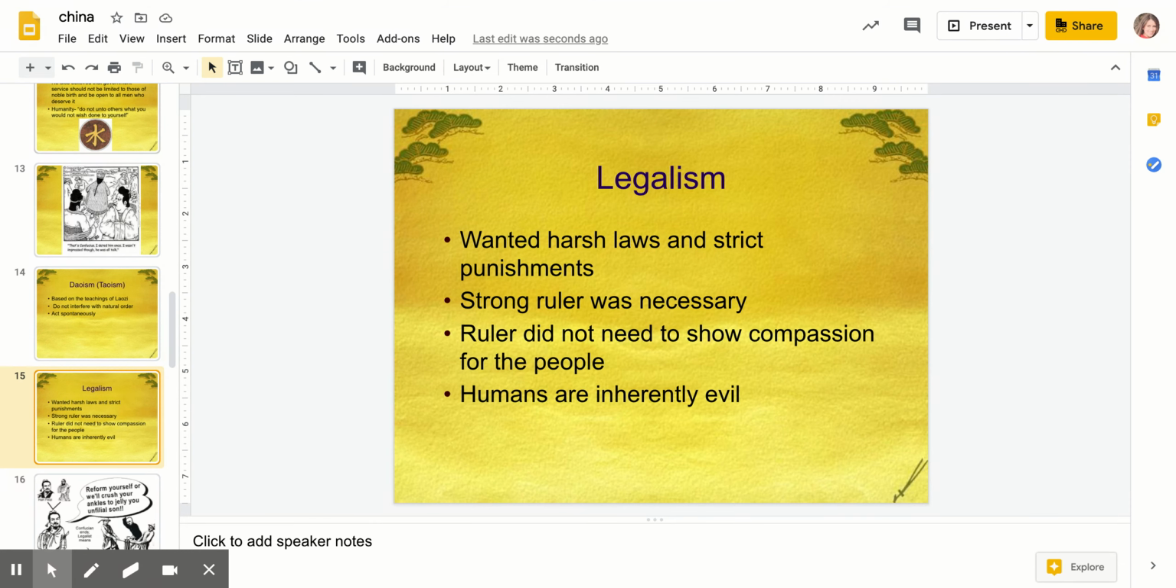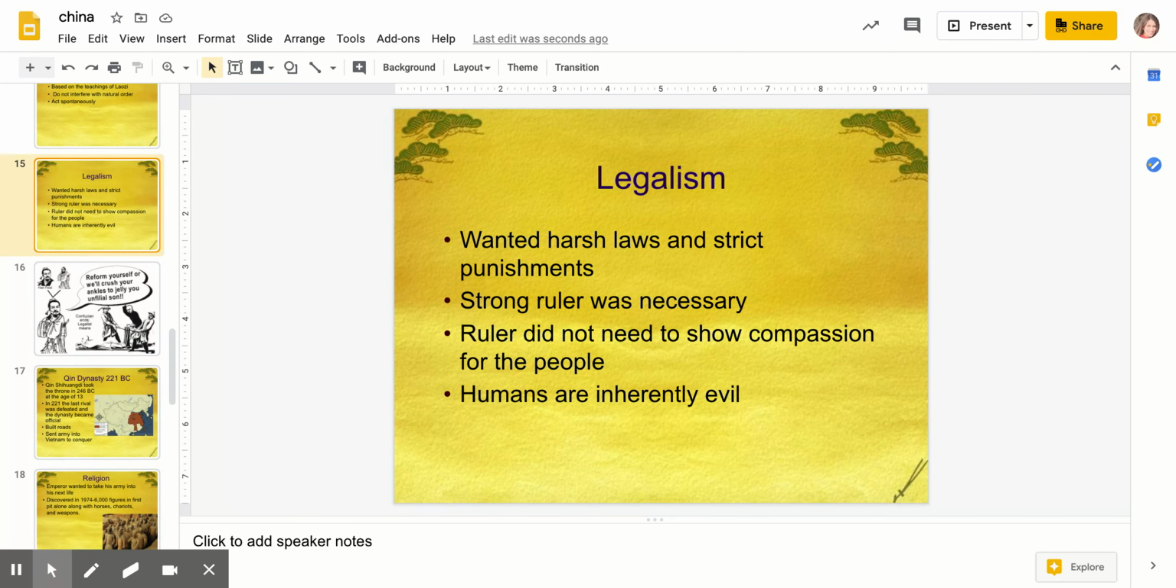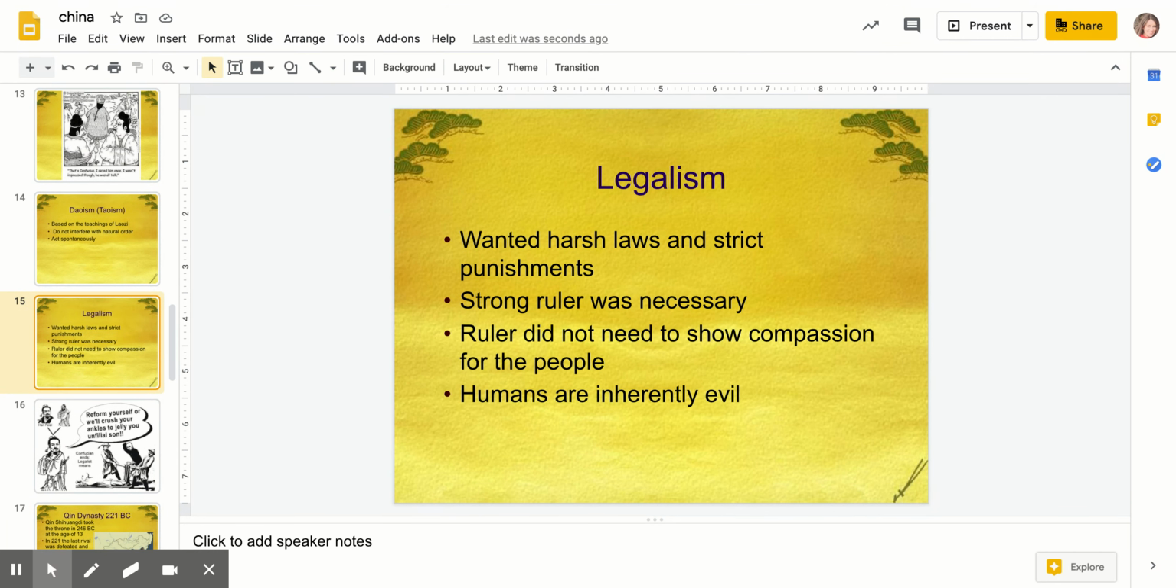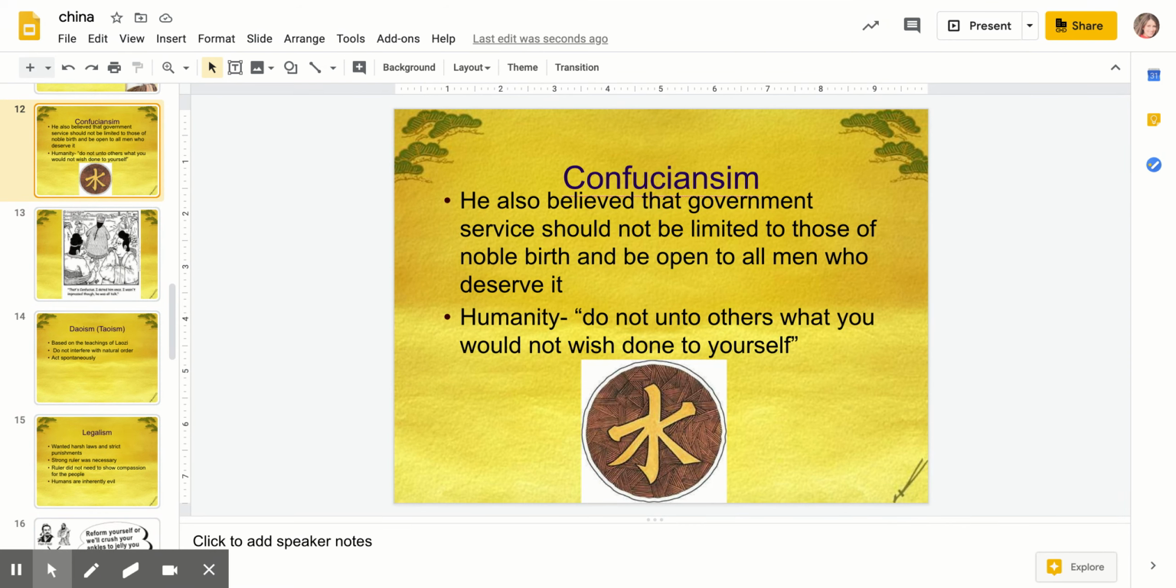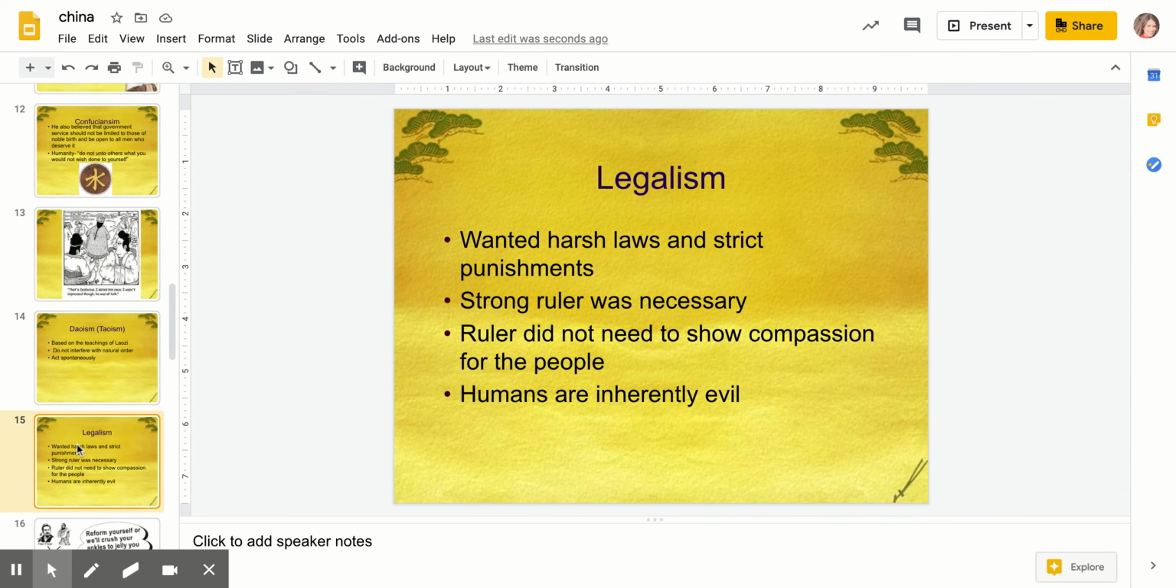Other rulers in that time period practiced something called legalism. Legalism is much like Hammurabi's code: the idea that humans are inherently evil, and if you break a law, you need to be punished by being killed or having your hand chopped off. So throughout Chinese history, you either have rulers that practice Confucianism after Confucius, or you have rulers that practice legalism.